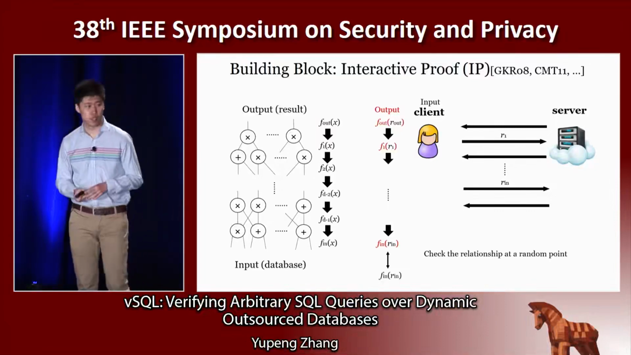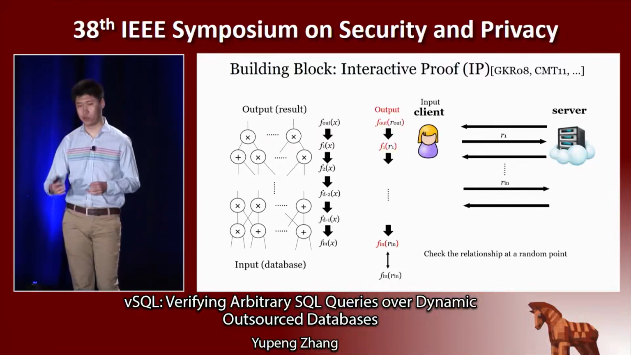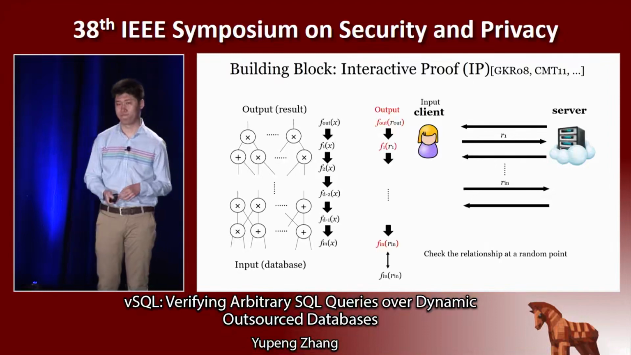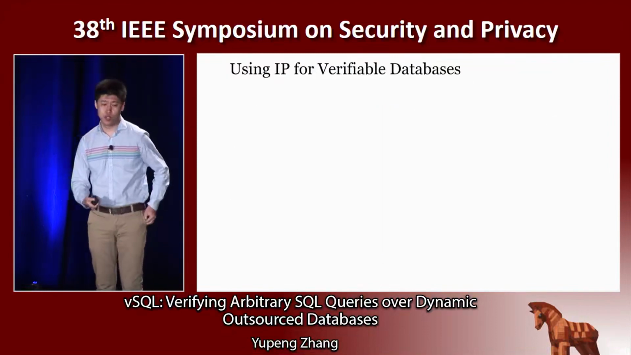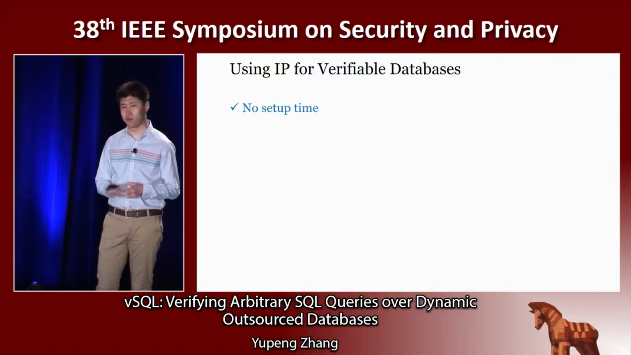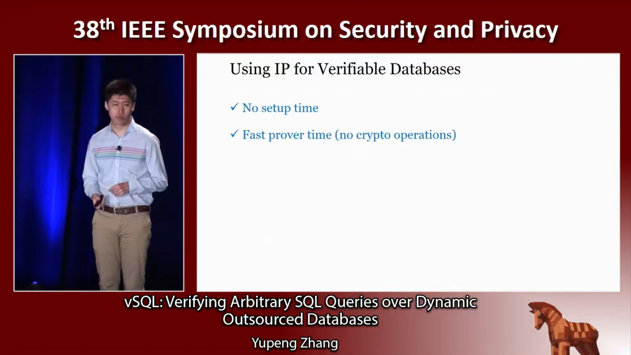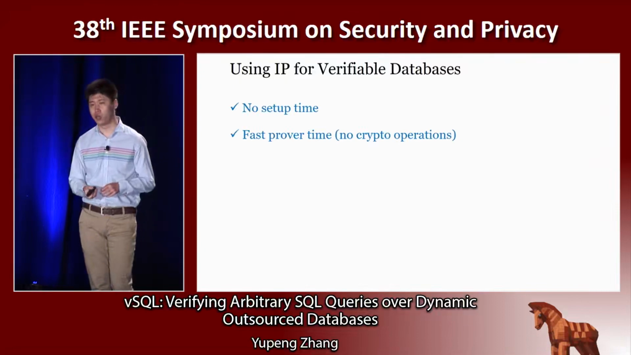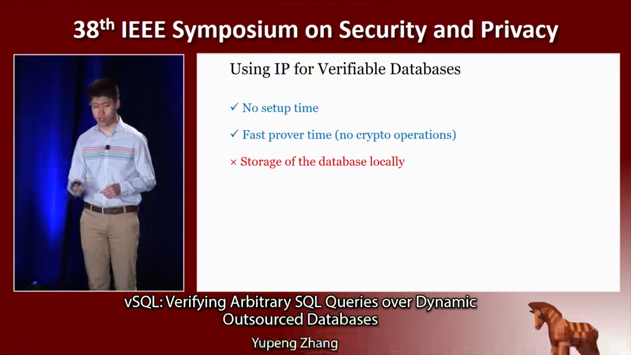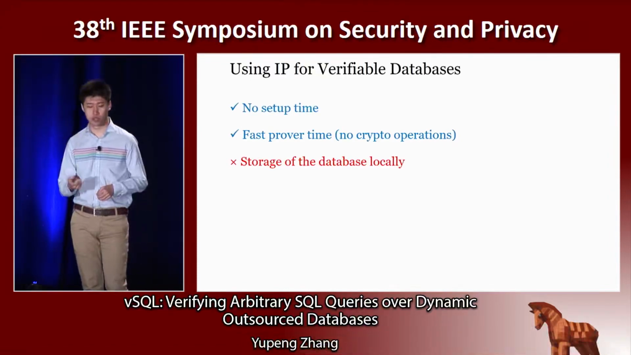This might be a little bit technical, and if you didn't follow the whole protocol, what you need to keep in mind is that interactive proof is a way to reduce the correctness of the output to a claim about the input. So if we want to use IP for verifiable databases, the benefits are there's no setup time. They begin right away. And the prover time is very fast because it only involves simple additions and multiplications. There's no heavy crypto operations like exponentiation or bilinear pairing. But it is not quite working because we require the client to store the whole database locally.